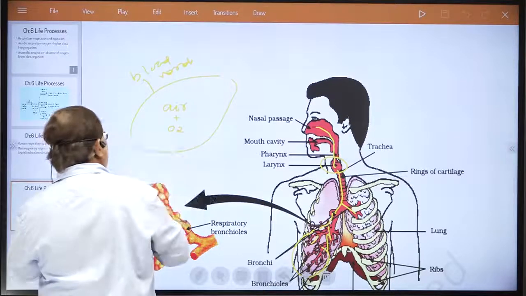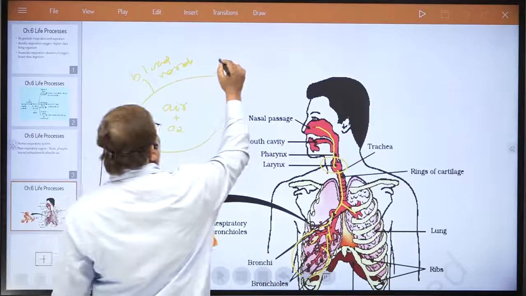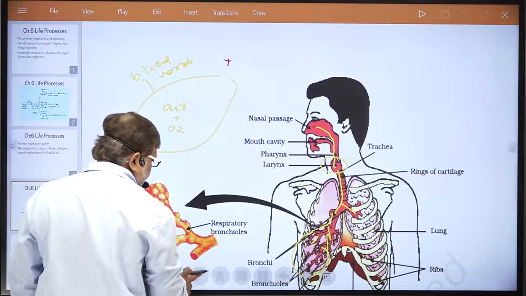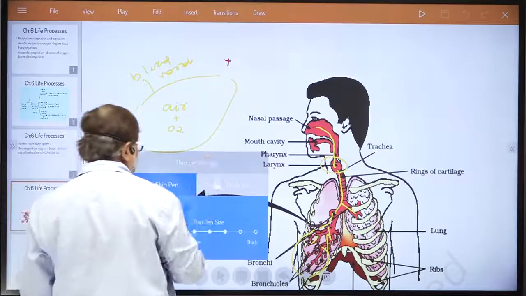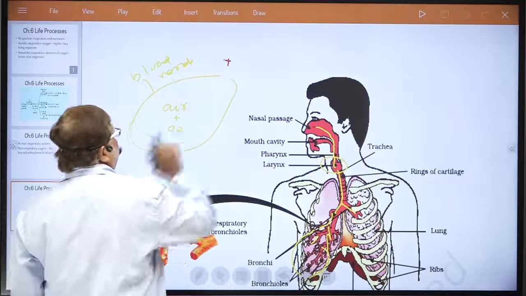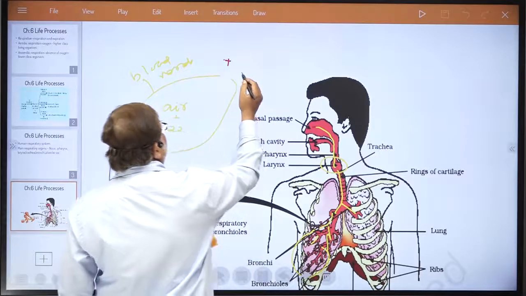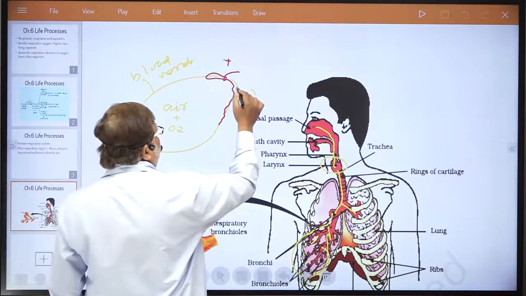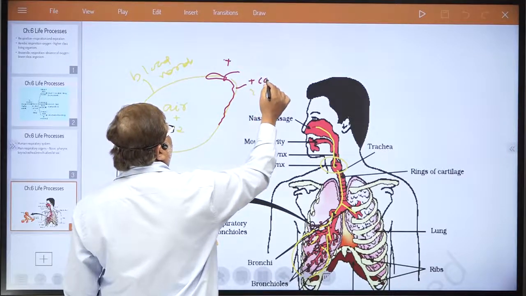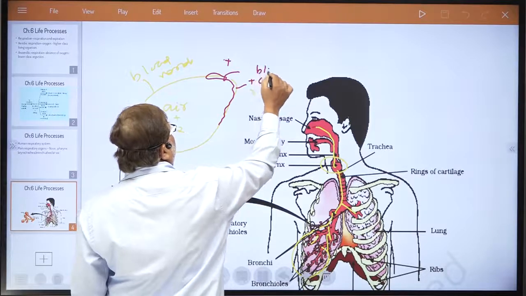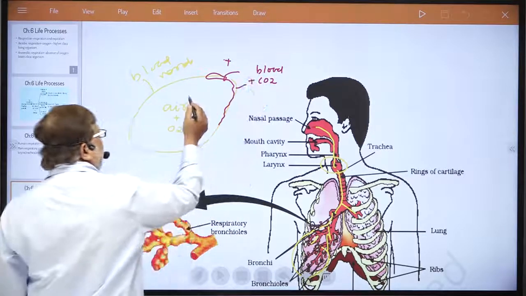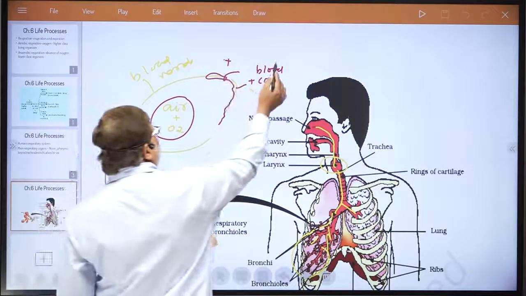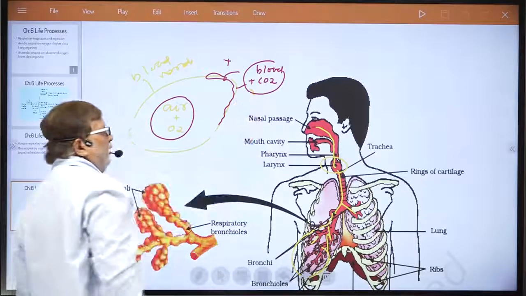In the blood vessel, dear student, blood containing carbon dioxide is there. Just take an example. Suppose blood is flowing in a blood vessel containing carbon dioxide. Just try to understand this very important thing. Inside there is air containing oxygen. In the blood vessel, blood containing carbon dioxide.